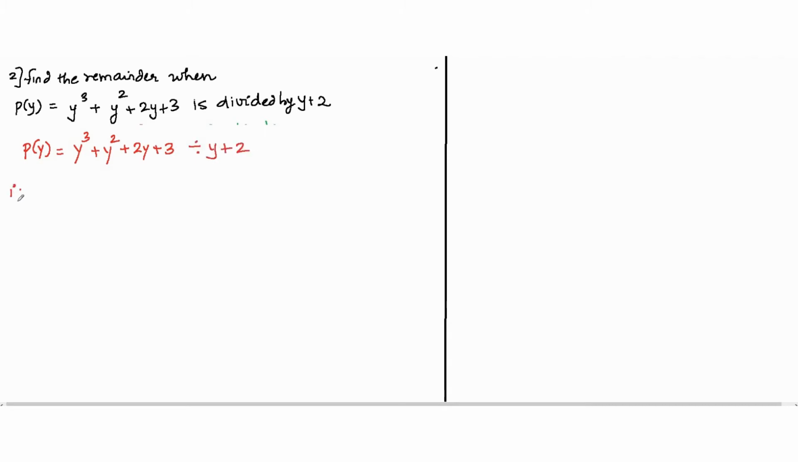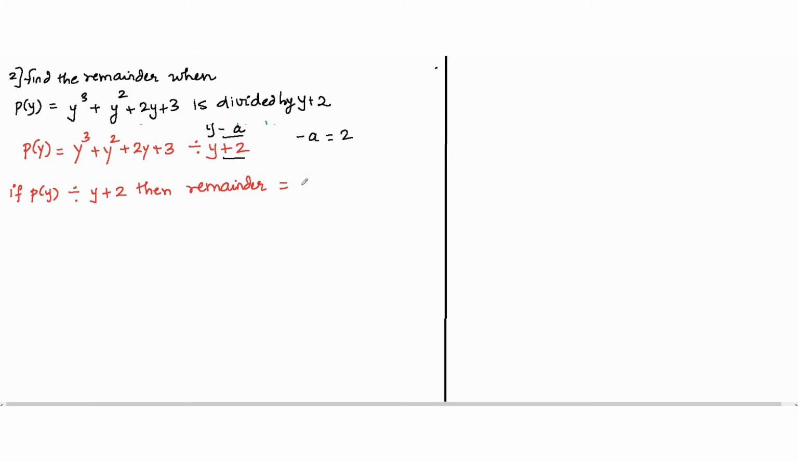So I know that if P of y is divided by y plus 2, then the remainder obtained is going to be, let's compare y plus 2 with y minus a. So you will notice that negative a is actually equal to 2 over here.